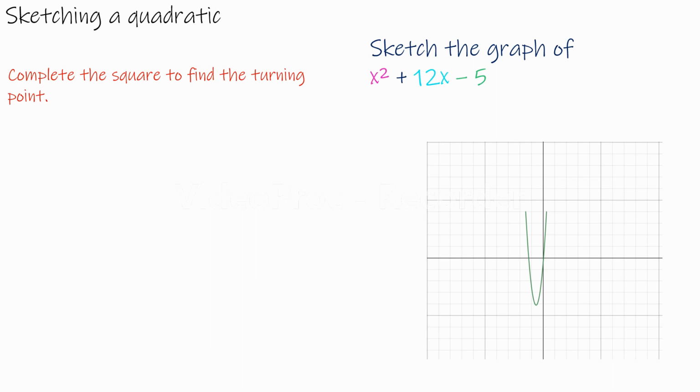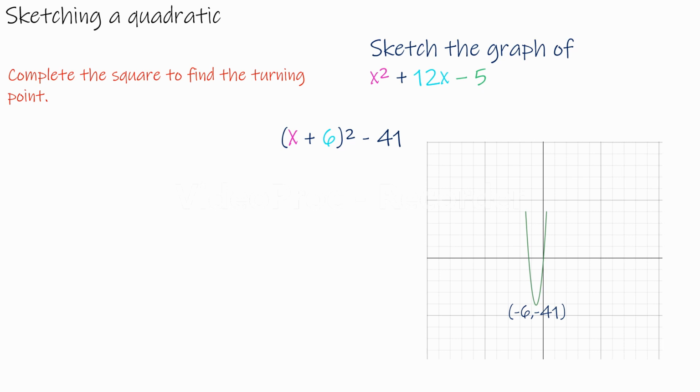I have a video going into detail about finding the turning point from a completed square up on my channel already. I've completed the square for you for this example here, which is x plus 6 squared minus 41, and taking the negative of within the bracket and the positive of outside the bracket, we can label our turning point, which is that point where the graph turns, funnily enough, at minus 6, minus 41.